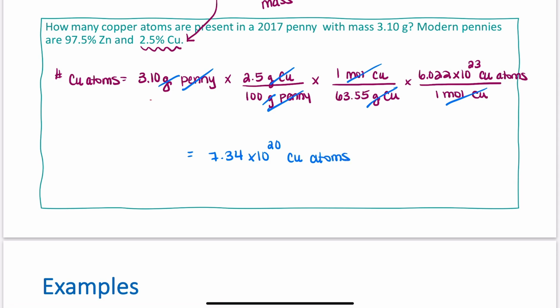Now let's check our sig figs. We have 3 sig figs here. Here I actually only have 2 sig figs. That 2.5 is only 2. If I wanted 3 sig figs, I would have to write 2.50. It's only 2 sig figs. 4 sig figs here, 4 sig figs here, which means this answer is limited to just 2 sig figs. So 7.3 times 10 to the 20 copper atoms is actually the correct answer here with the correct sig figs. So the first one is correct answer, but not correct sig figs, so you wouldn't get full credit.